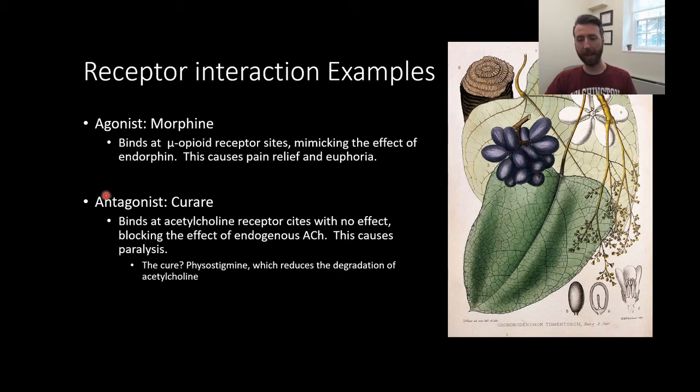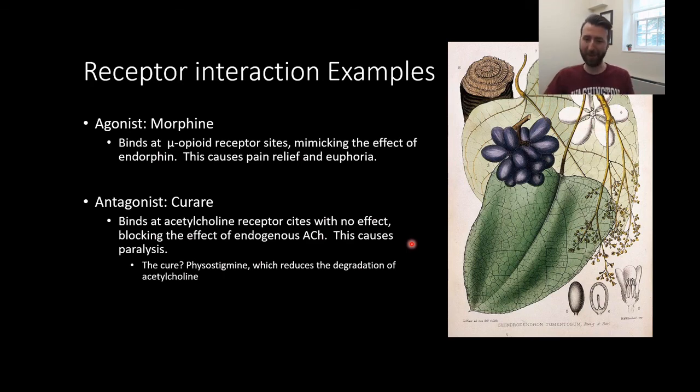On the other hand, we have the antagonist curare. This is something that's found in a number of different plants, and certain indigenous populations actually use curare as a paralytic poison for hunting purposes, right? So it'll cause paralysis. This binds at acetylcholine receptor sites, but it has no effect. So it blocks the effect of endogenous acetylcholine. One thing acetylcholine does, we mentioned very briefly earlier, is it's important for muscle contraction, right? You need acetylcholine at your neuromuscular junctions to produce contraction of your muscles. Curare gets in there and prevents that from happening. So if you have curare in your system at your neuromuscular junctions, it's going to cause paralysis. You can't flex your muscles.